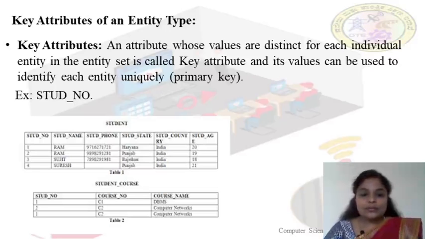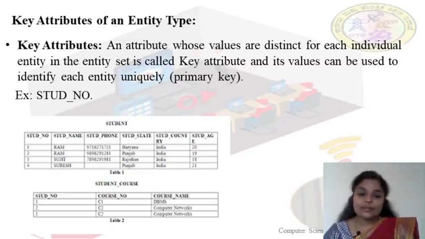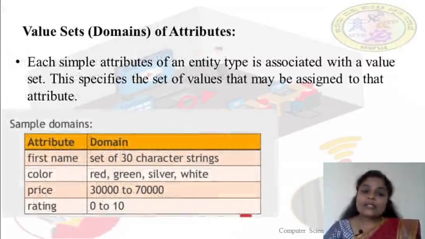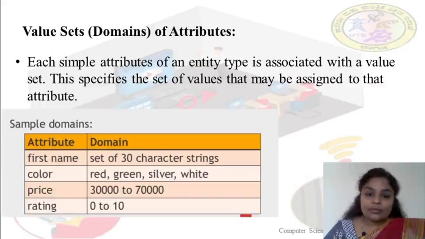Correct? And for the phone number also, can I give 1, 2, 3 as a phone number? No, a valid phone number should contain 10 digits. Correct. So what do value sets do? They define the rules: what type of value can be stored in a particular field. It's going to say the type of the value. For the age field, I'm not supposed to use A, B, C, D. I should give only an integer value for the age field.